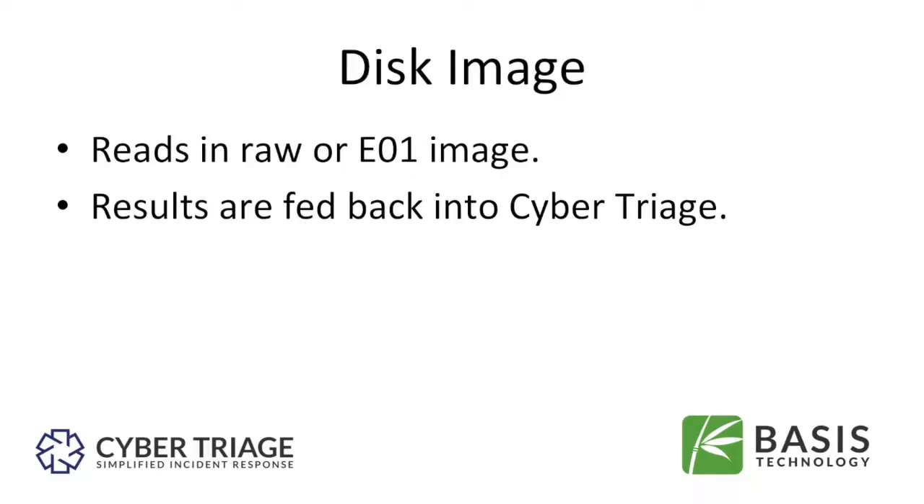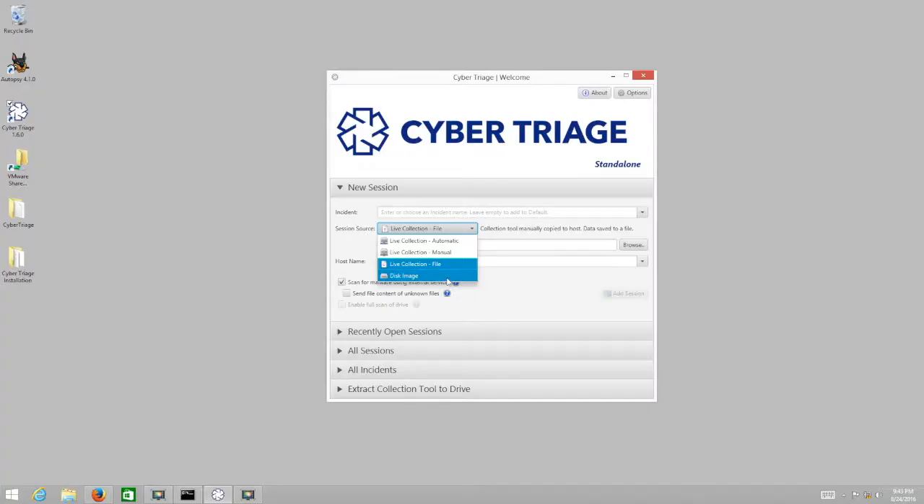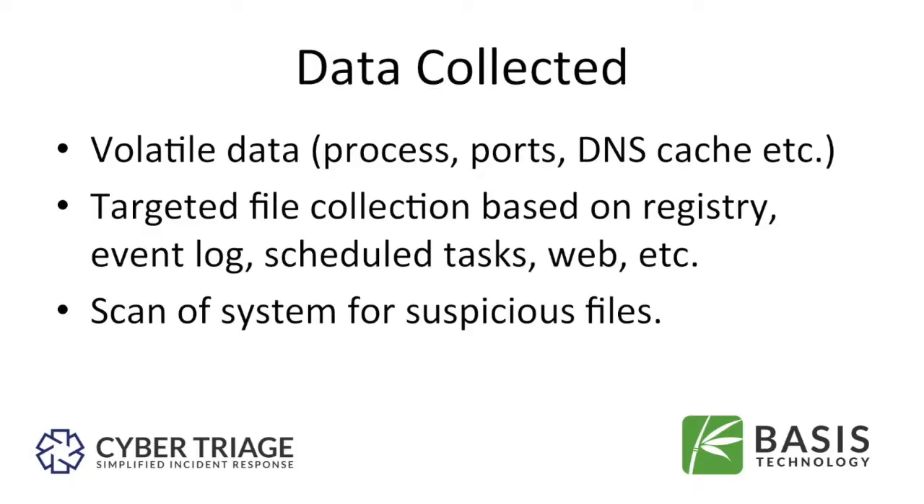We can take in a raw or an E01 disk image if you have that and analyze that as well. With all these approaches, we're collecting the same amount of data. We're collecting volatile data from the system. We're doing a targeted file collection, going to the registry and the event logs, identifying programs that are being run by the users, as well as startup items and the auto runs places. And then our last phase is going through the system, scanning for suspicious files that are on the system. With all 4 approaches, it's the same amount of data that gets sent back. It's just a matter of how the collection tool gets on there and how data gets sent back.